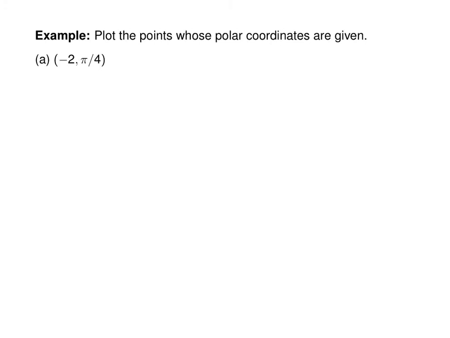Now the next question is what to do when you have a negative radius. Like, how does that work? So how this will always work is you plot the point that is (2, pi quarters), and then you reflect. So I'll show you what I mean by that.